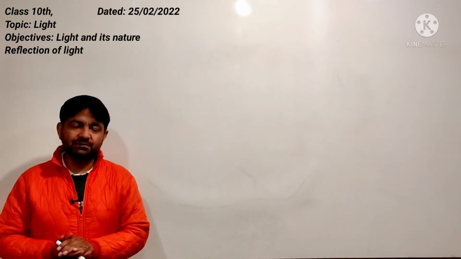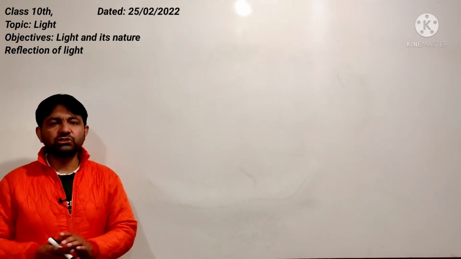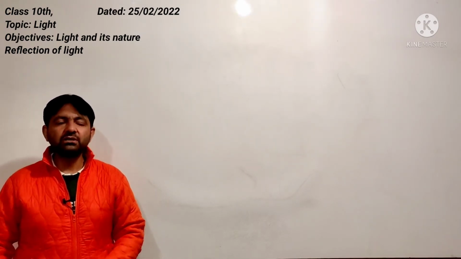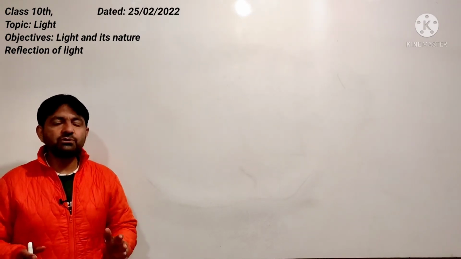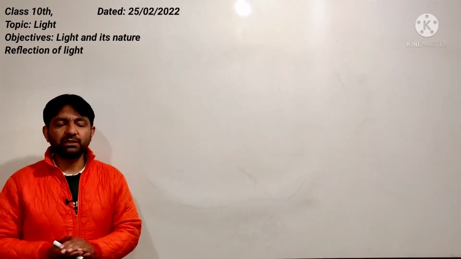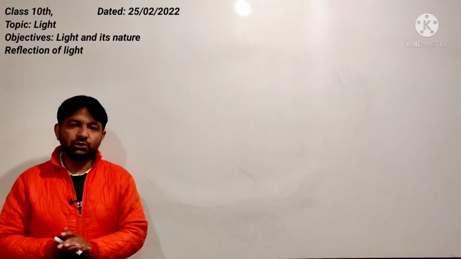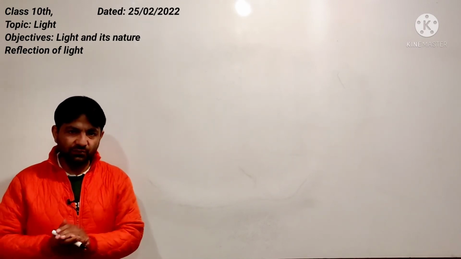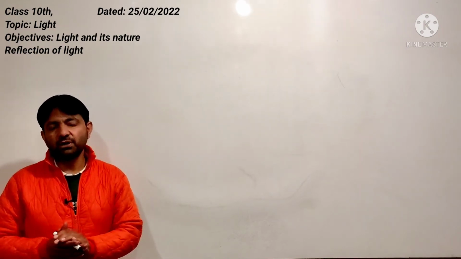The modern concept which combines both the theories, that's wave theory and particle theory of light, that's called quantum theory of light. Quantum theory of light explains both wave theory of light and particle theory of light. On the basis of quantum theory, we can say light has a dual nature. That is, it sometimes acts as a wave and sometimes it acts as a particle.